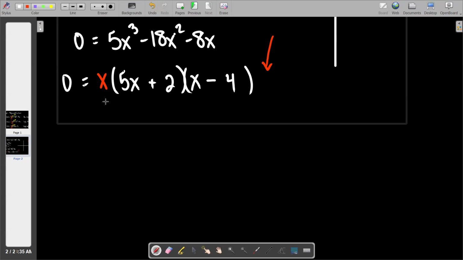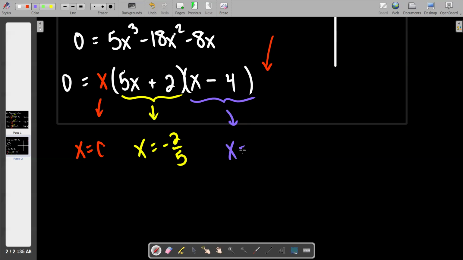Now we can actually say, okay, there are 3 factors on the board. One of them is red. And to make the red factor equal 0, x has to equal 0. To make the yellow factor equal 0, x has to equal -2/5. And to make the purple factor equal 0, x has to equal 4.